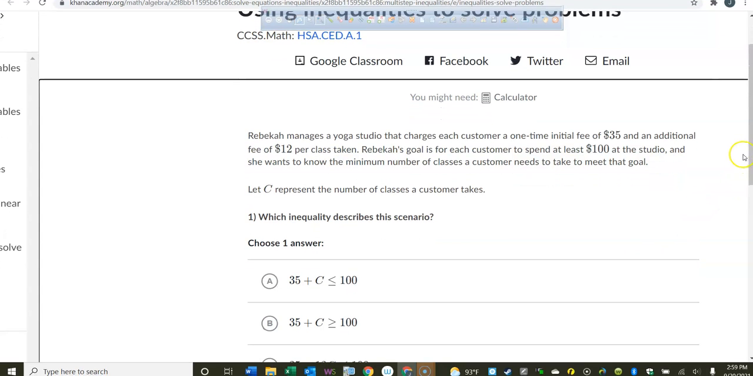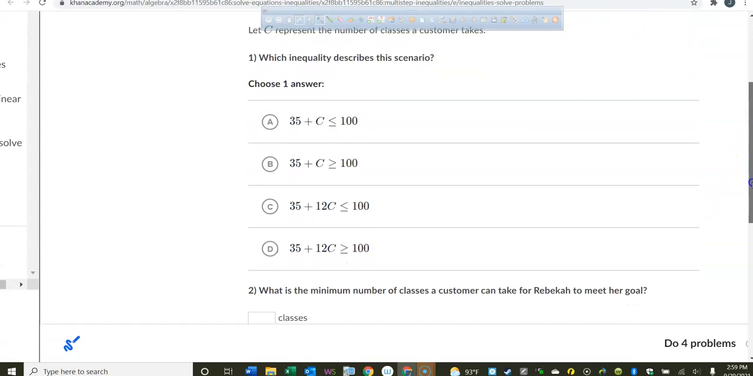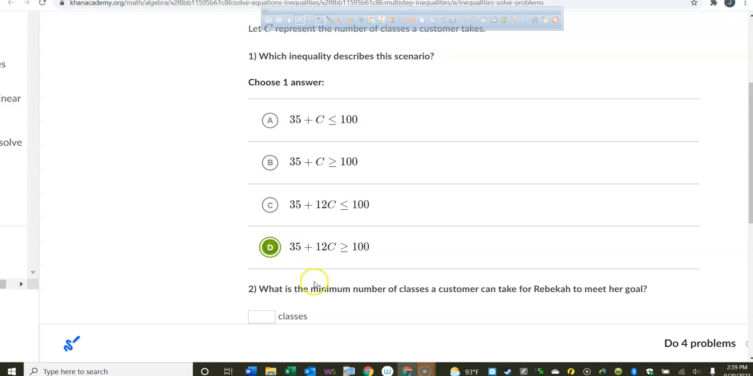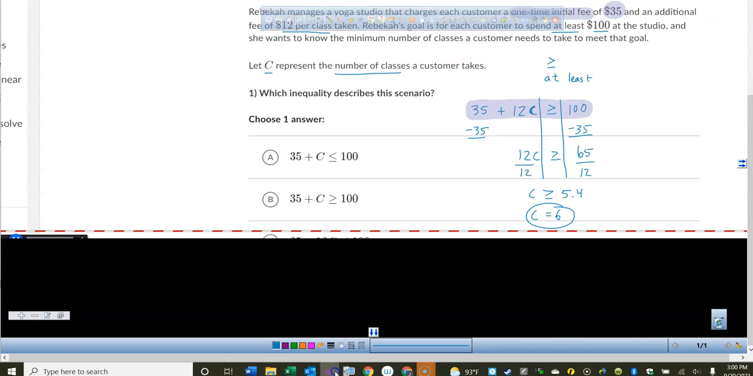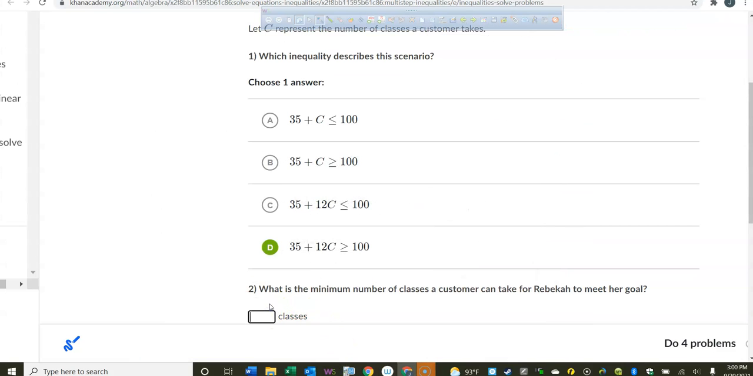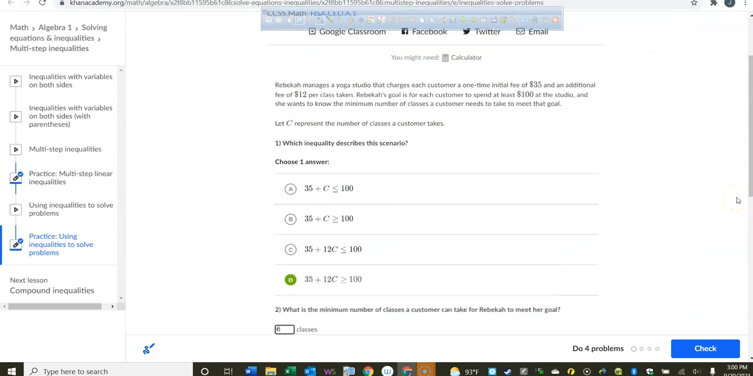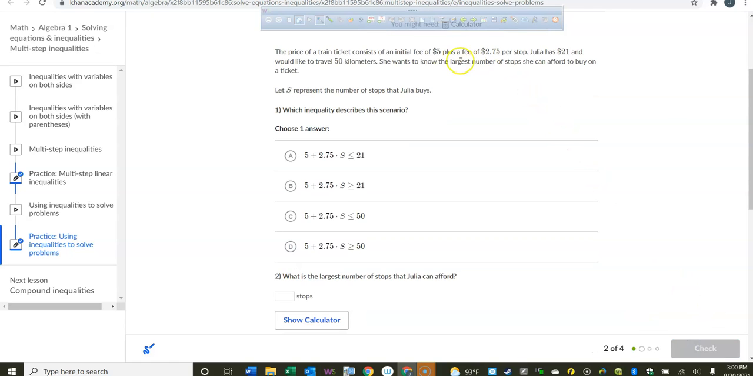So here we go. 35. We want it to be greater than or equal to, what's the minimum number of classes that a customer has to take in order for this to work? 6. So we're typing 6, because it can't be 5. It's got to be 6. So I'm going to zoom out a little bit. Hit check. Bingo bango. Let's move on.